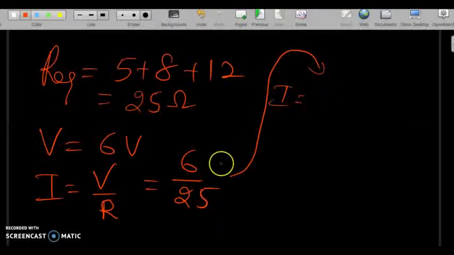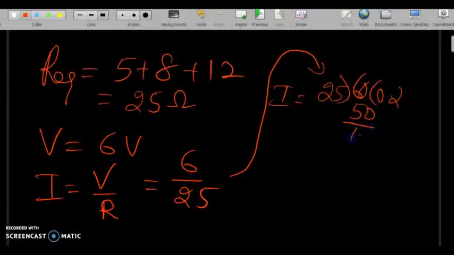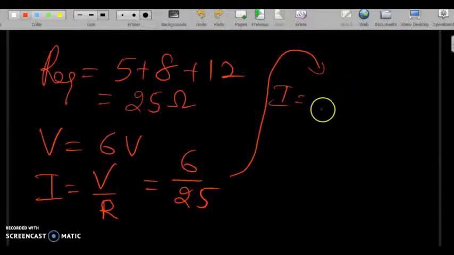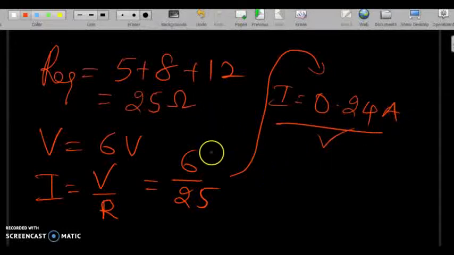So, how much would that be? 6 divided by 25. So we'll calculate that. So there we are, we have calculated that. That becomes 0.24 ampere. So that's the current. Now, what is the next thing we have to calculate?